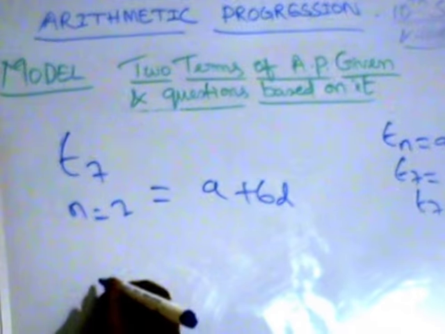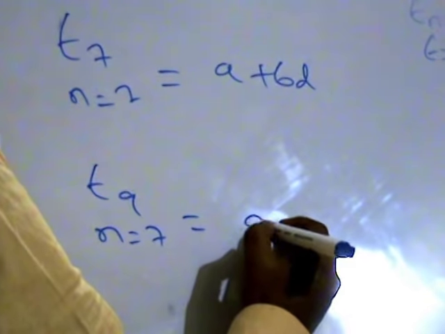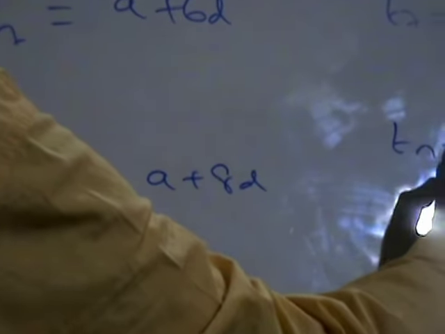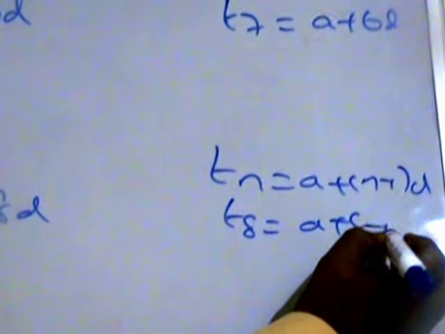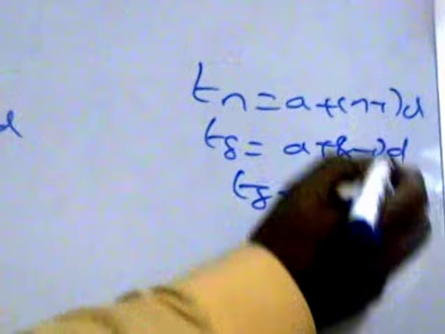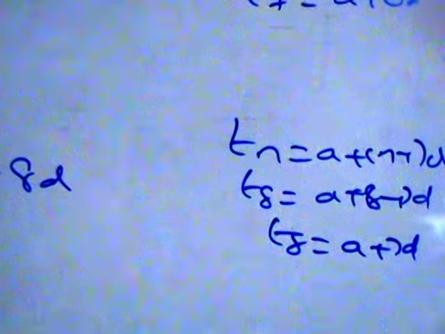For example, T9 means n is equal to 9. It is called a plus 8d. You can check it. We put Tn equal to again a plus n minus 1 into d. T8 equal to a plus 8 minus 1 into d. T8 is a plus 7d. So in future when two terms of an AP are given, you can reduce it like that.